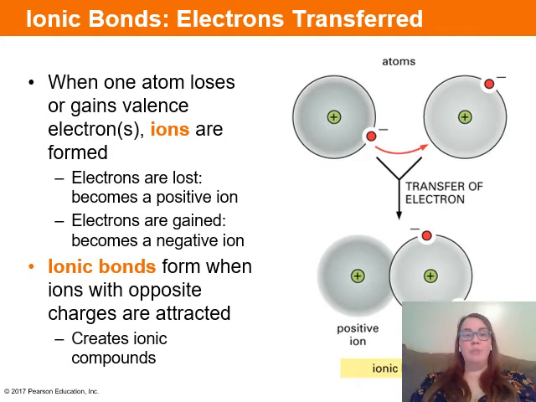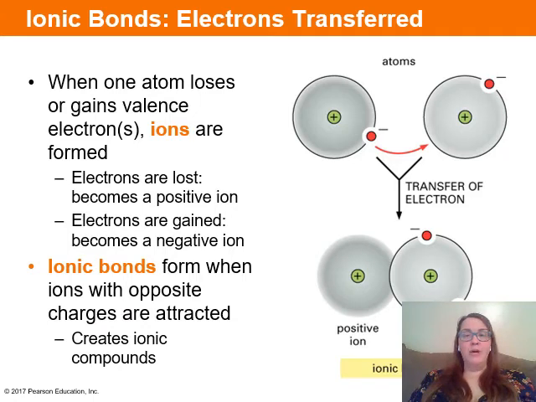So our first type of bond is called an ionic bond. Here we have our electrons actually being transferred. So if we were to have 2 atoms that are going to be ionically bonded together, this means that one of our atoms is just going to give up an electron to another atom. So we're going to actually transfer the electrons from one atom to another.